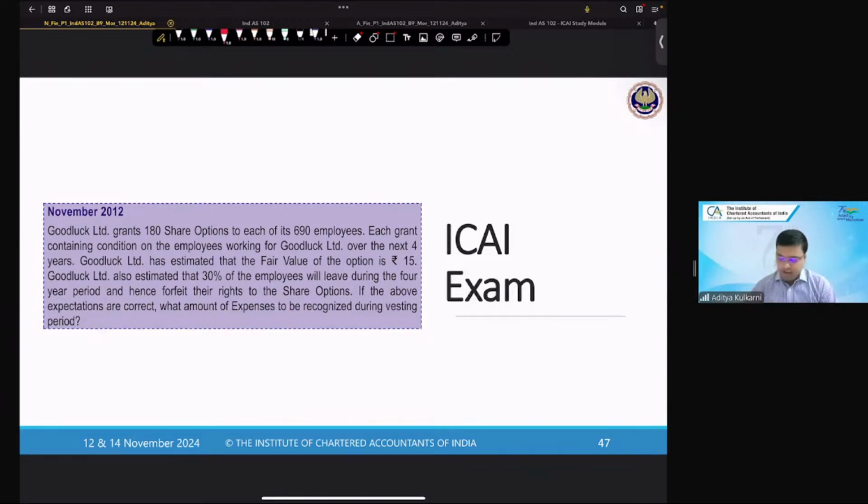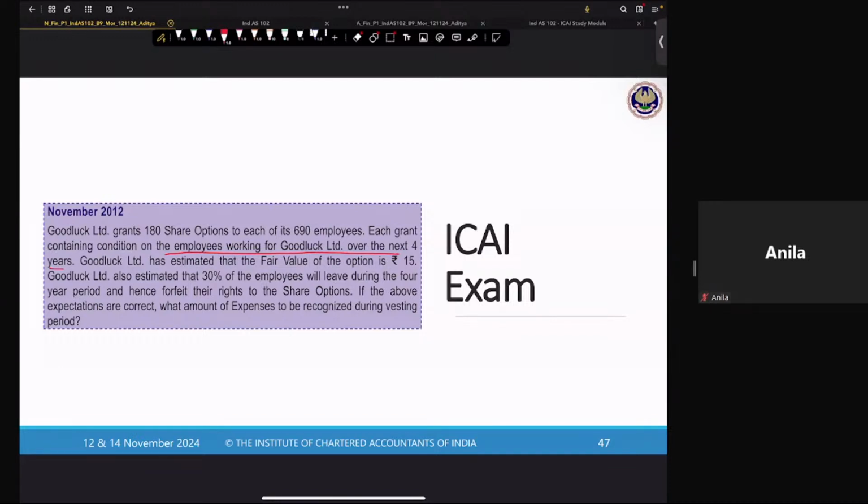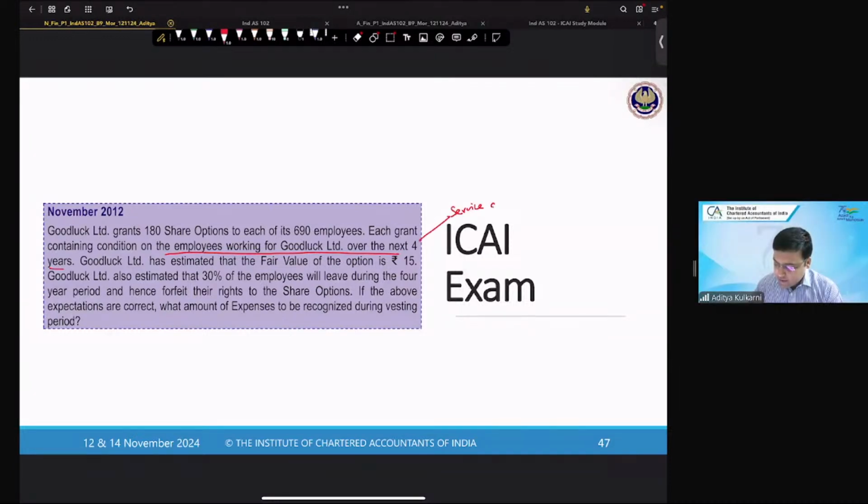Good Luck Limited grants 180 share options to each of its 690 employees. Each grant contains a condition on the employees working for Good Luck over the next 4 years. You tell me now, what is the nature of this condition? Service condition. That's right, Anila. Not related to any performance target. Right, Karthik?